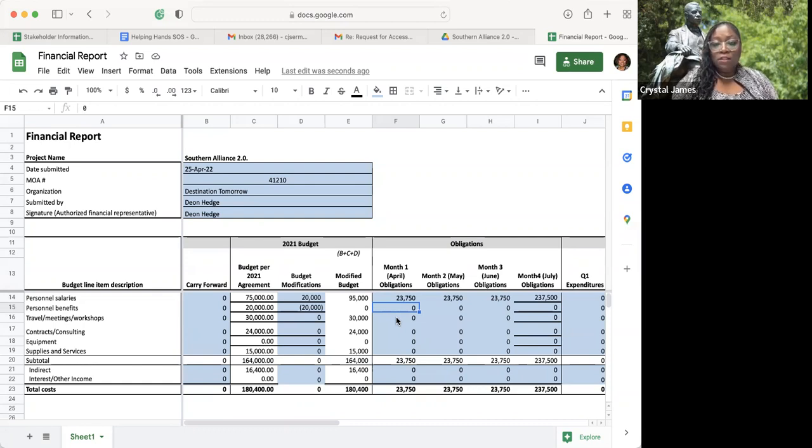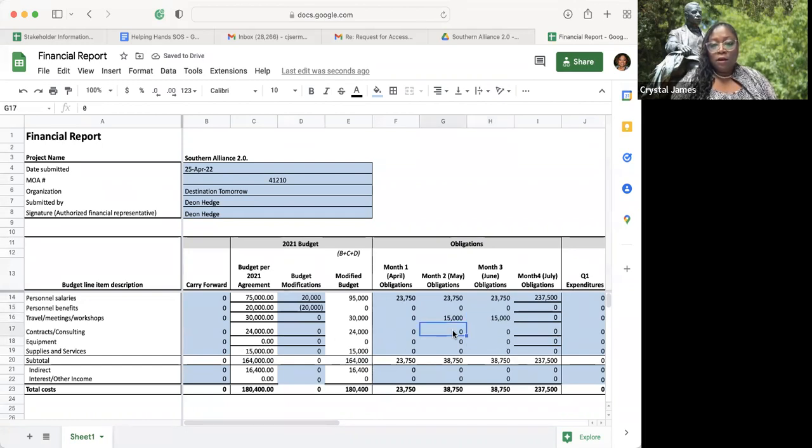However, if you have meetings and most of your workshops, you didn't have any workshops in month 1, they're all going to occur in month 2 and 3. Then you would take that 30,000 and just split it 2 times. So 15 in month 2, 15 in month 3 for the entire 30,000 amount.